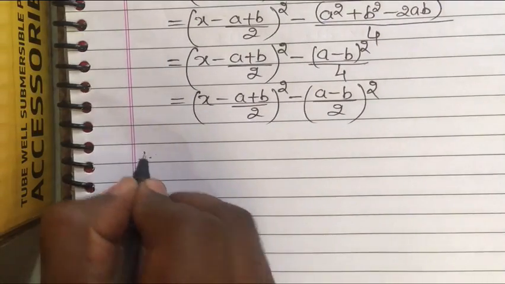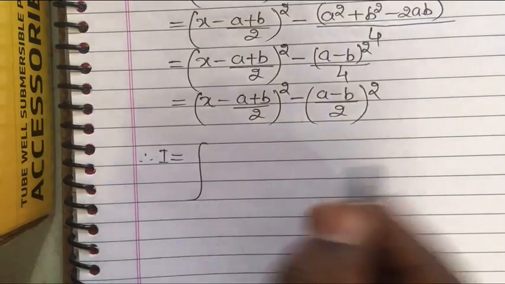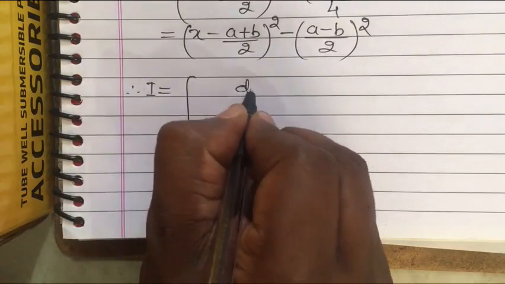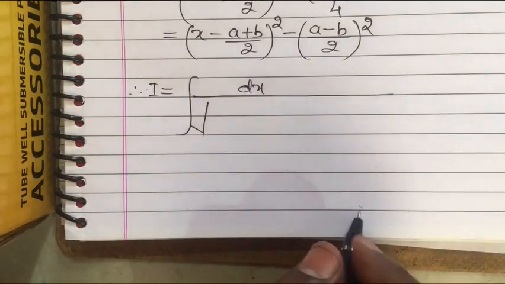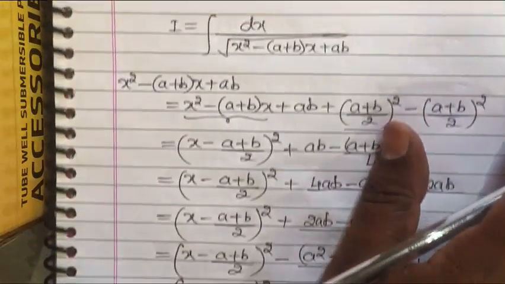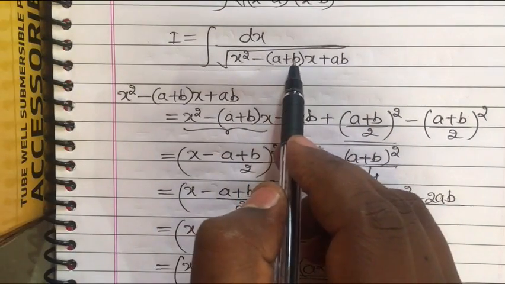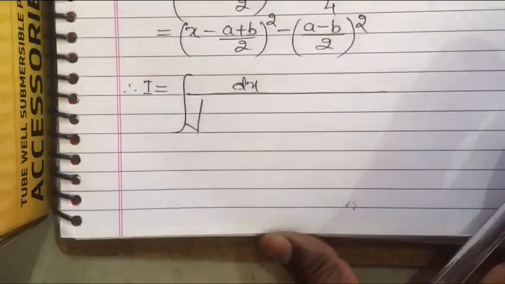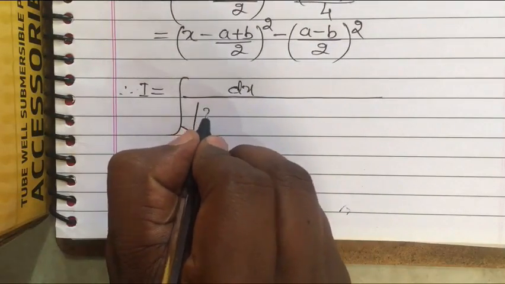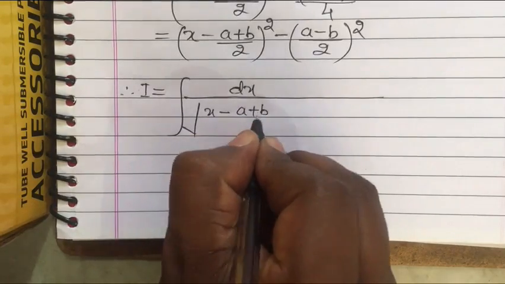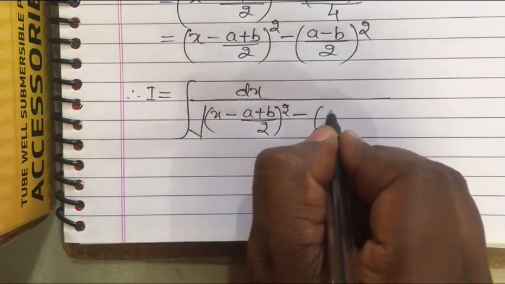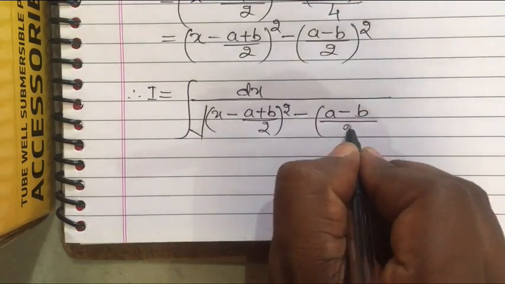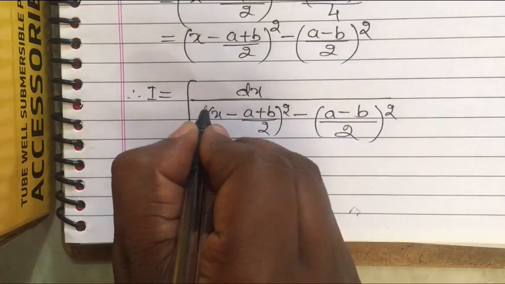Now I take up the integral. Therefore, I is equal to the integral of dx upon the square root of, in place of x square minus (a plus b) into x plus ab, we can write (x minus (a plus b) by 2) the whole square minus (a minus b by 2) the whole square.